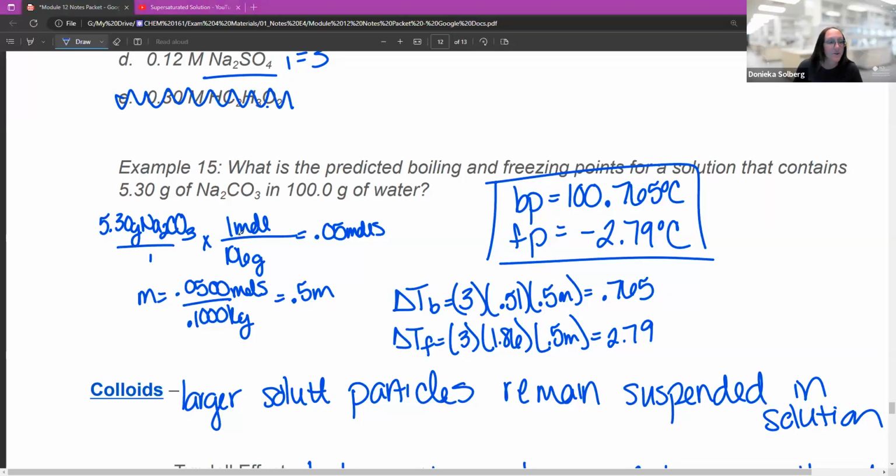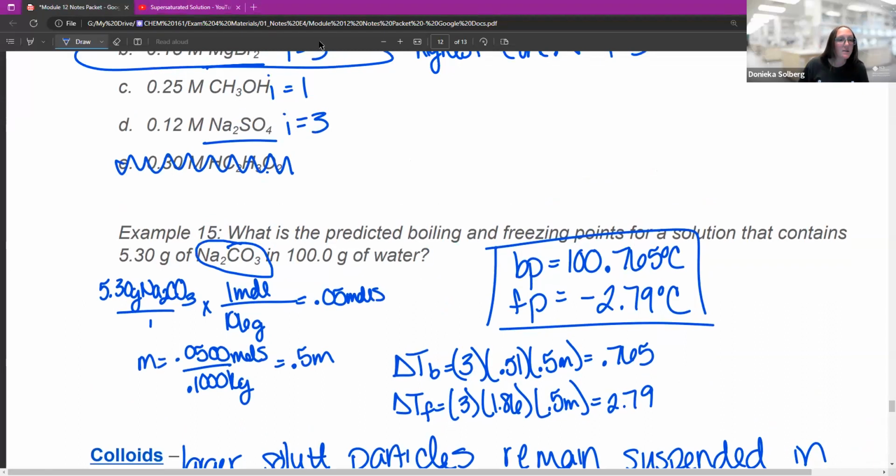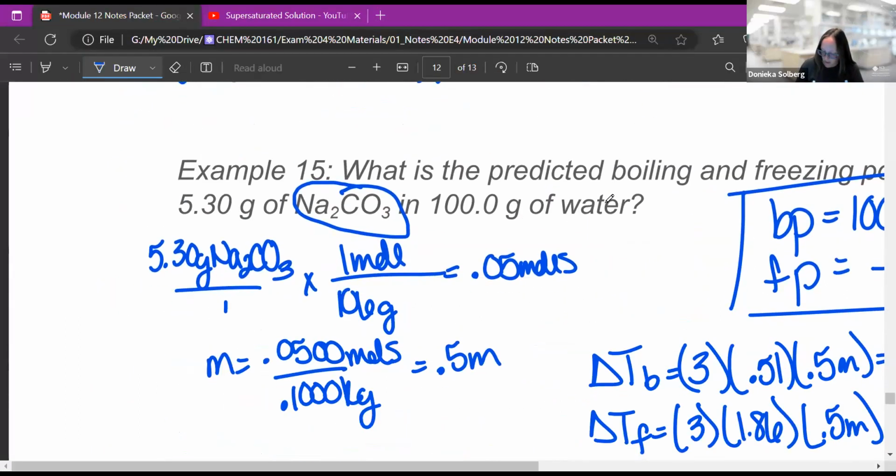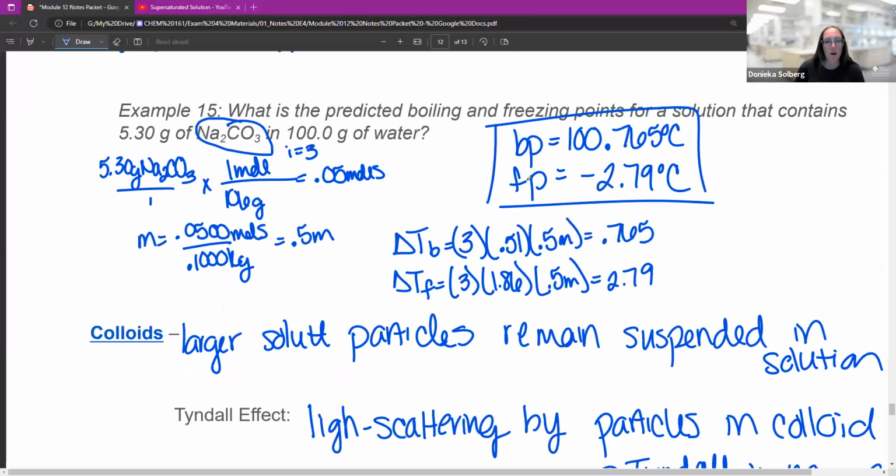Okay, and there's the work for you in case you wanted to see it. I just found the molality, plugged those in, and multiplied them both by 3 because of the 3 particles in Na2CO3. I'm going to circle that. I equals 3. Put that on here as well. Okay, so that's why I did that. And then I got my new boiling and freezing points, going up and down.